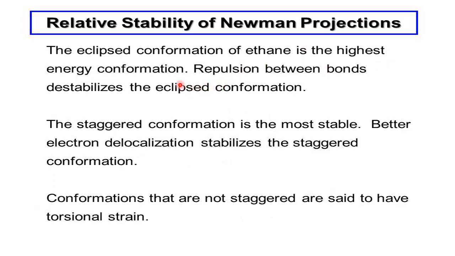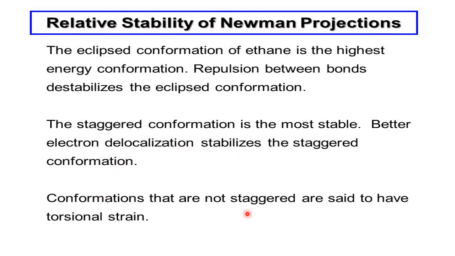See, now let us discuss the relative stability. Already we studied that the staggered form is the most stable and the eclipsed is the least stable. But let us see. The eclipsed conformation of ethane is the highest energy conformation. Therefore, it is less stable. Repulsion between bonds destabilizes the eclipsed conformation, whereas the staggered conformation is the most stable. Better electron delocalization stabilizes the staggered conformation.